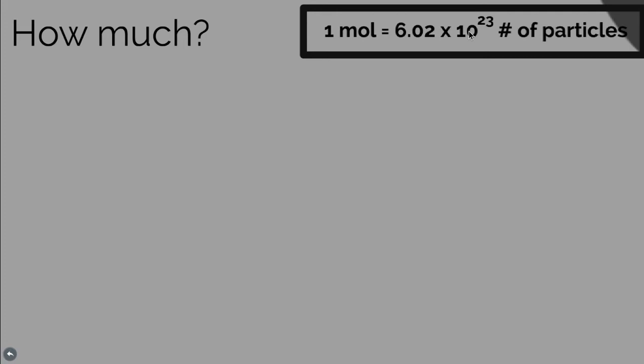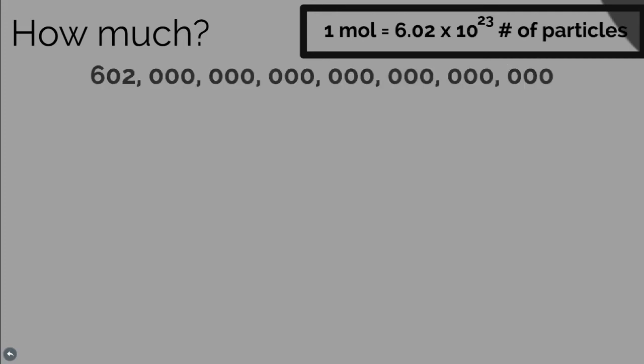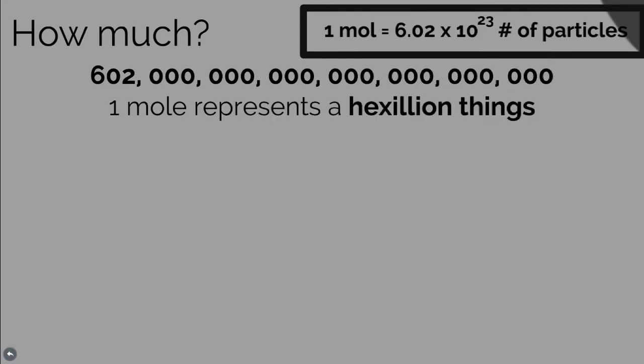So if you were to write this out without the scientific notation, this is the number that you would get, and that is 602 with 21 zeros after it. Again, this is an extremely long number, and it represents a hexillion. So when we're talking about a mole, it's like we just counted out a hexillion things, right? When we talk about a dozen, we're talking about 12 things. When we're talking about a mole, we're talking about a hexillion things.